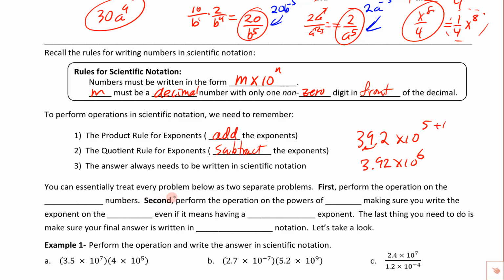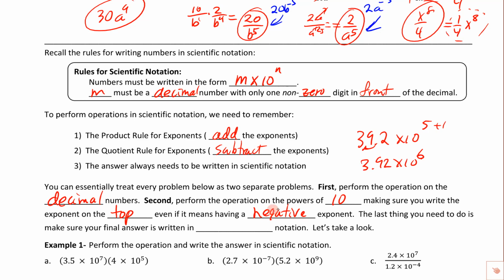We can essentially treat every problem below as two separate problems. So the first thing we're going to do is perform the operation on the decimal numbers. And the cool thing about this is you can use your calculator if you need to here. And then second, perform the operations on the powers of 10, making sure that you write the exponent on the top, even if it means having a negative exponent.